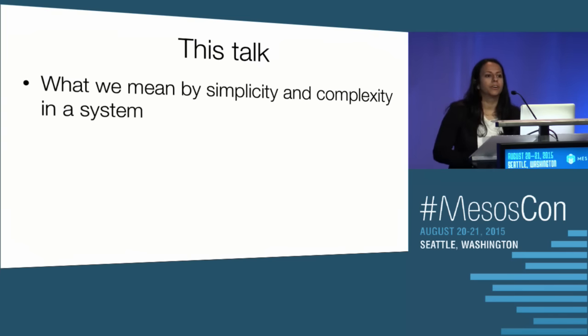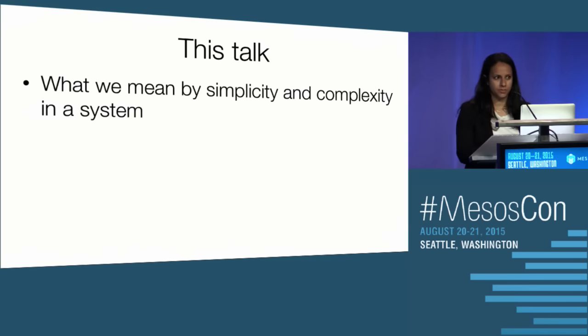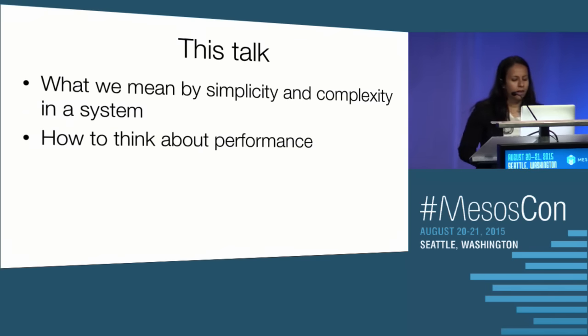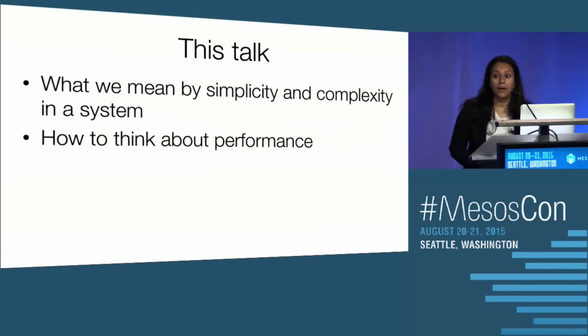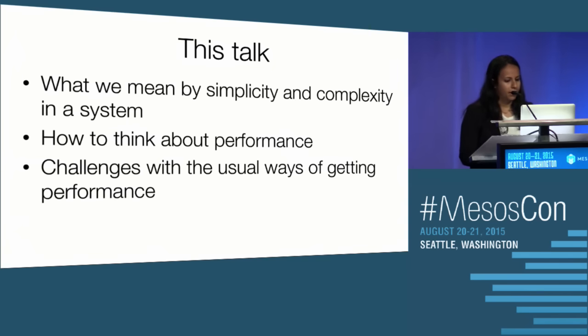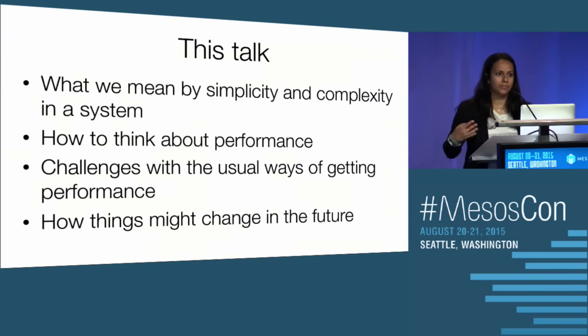So the first thing I want to cover is what we really mean when we talk about whether or not our system is simple or complex. What does that mean? What are we concerned about? What's interesting there? The next thing I want to discuss is a little bit about how to think about performance, because oftentimes it's not as intuitive as we actually think it is. It's not just about making things go faster. I also want to talk about the challenges that arise with the usual ways of getting performance. It's not always a good idea to try to get more performance out of your system. And I also want to talk about some trends that we see in hardware and in research that might indicate what's coming in the future.